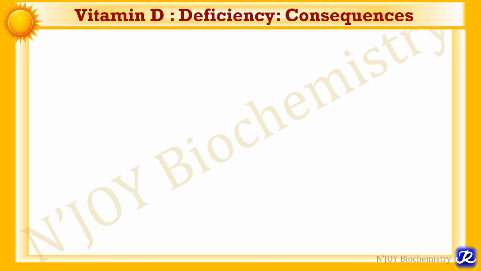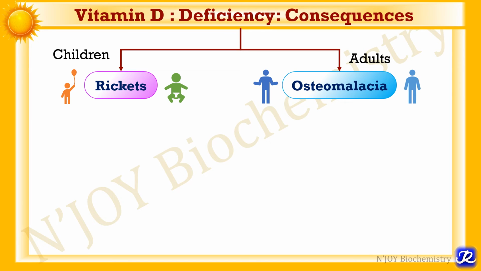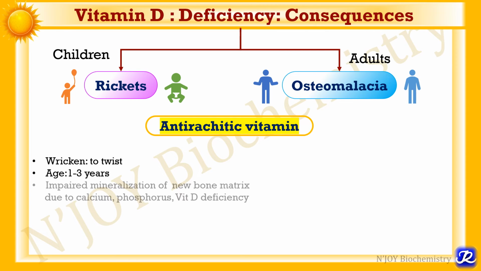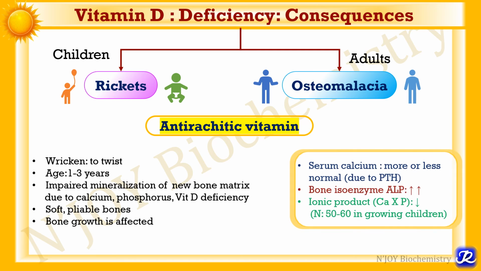What are the various consequences of vitamin D deficiency? In children, it leads to a condition called rickets, and in adults, it causes osteomalacia. It is called the anti-rachitic vitamin. The word rickets is derived from the word ricken, which means to twist. Rickets occurs in the age group of 1 to 3 years. It is due to impaired mineralization of new bone matrix due to calcium and phosphorus as well as vitamin D deficiency. In this condition, bones become soft and pliable and bone growth is affected.